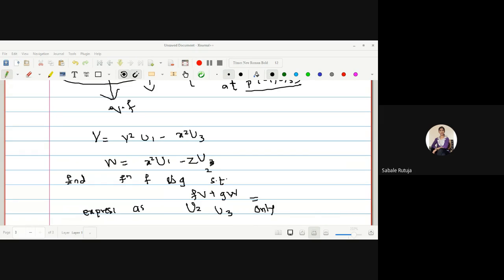Yes, ma'am. Can you explain how the functions f and g have to be found in such a way that fv plus gw can be expressed in terms of u2 and u3 only? F must be x square and g must be minus y square. Okay, good one. You tried, it is good one. Let us solve it.